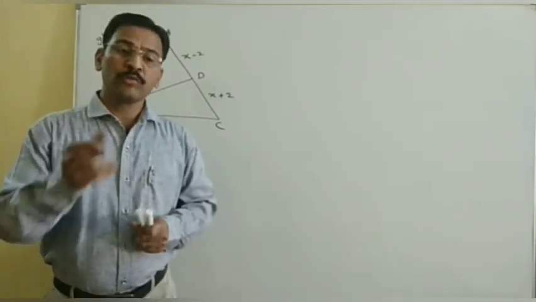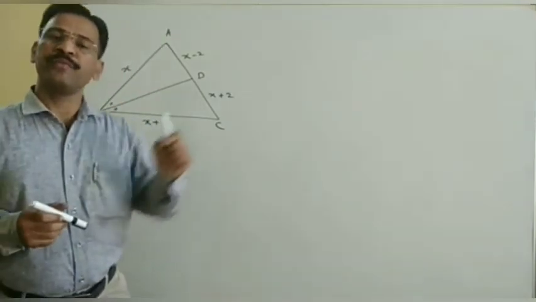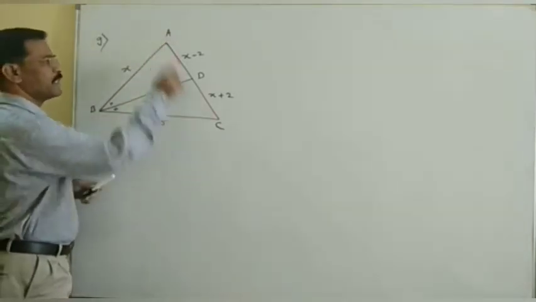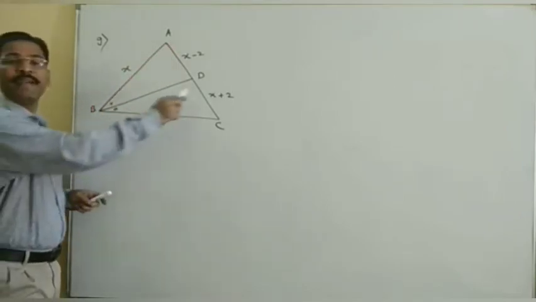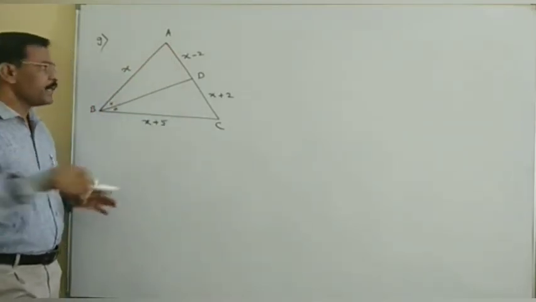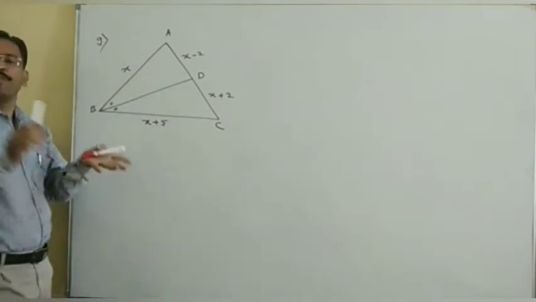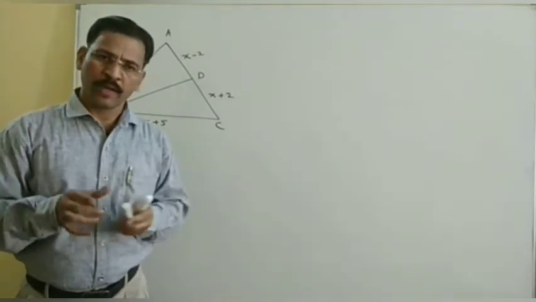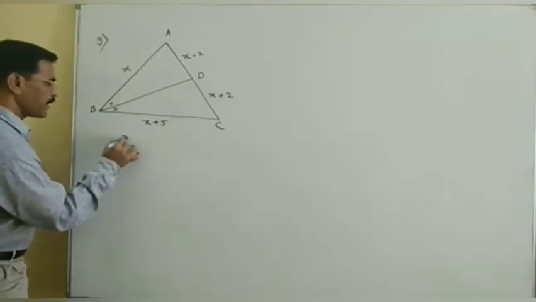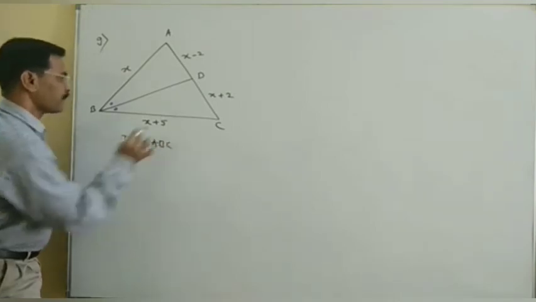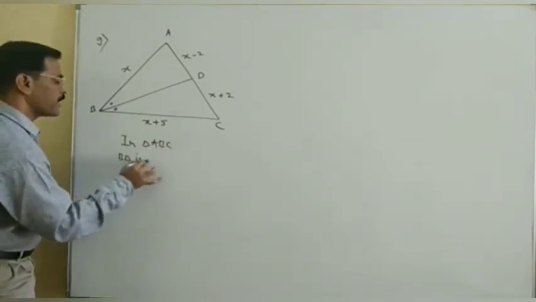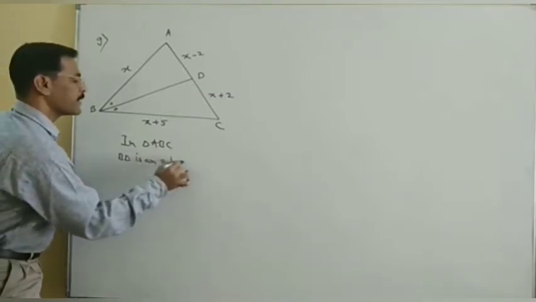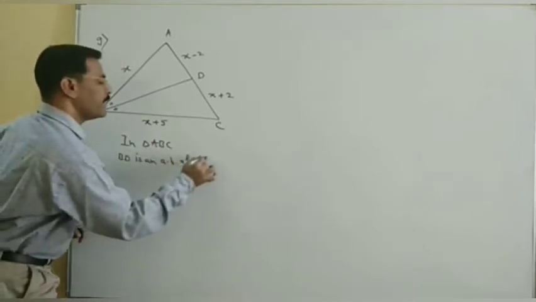Friends, now the next example is the ninth sum of practice set 1.2. Here in this figure, they are given to us A, B, C. This is a triangle in which ray BD is a bisector. Now the remaining information is like this. From this we are going to find the value of x, which is very, very simple. See here, how can we solve? In triangle ABC, BD is an angle bisector of angle ABC.